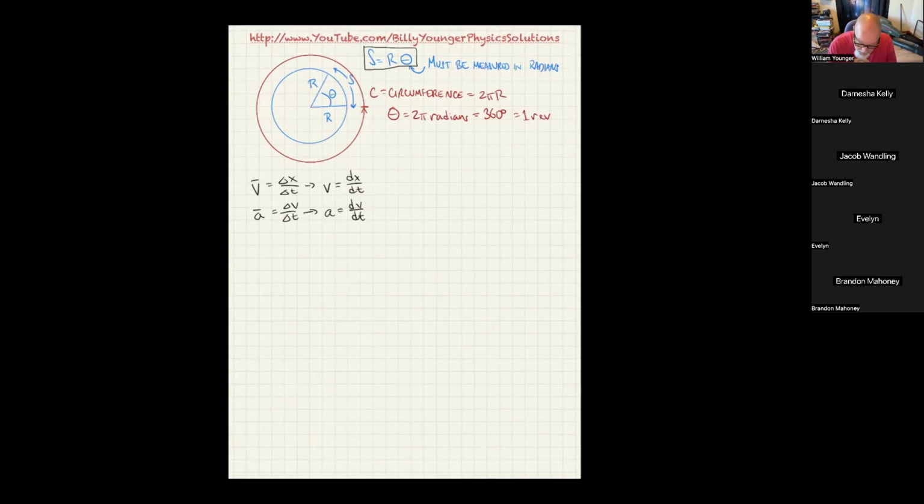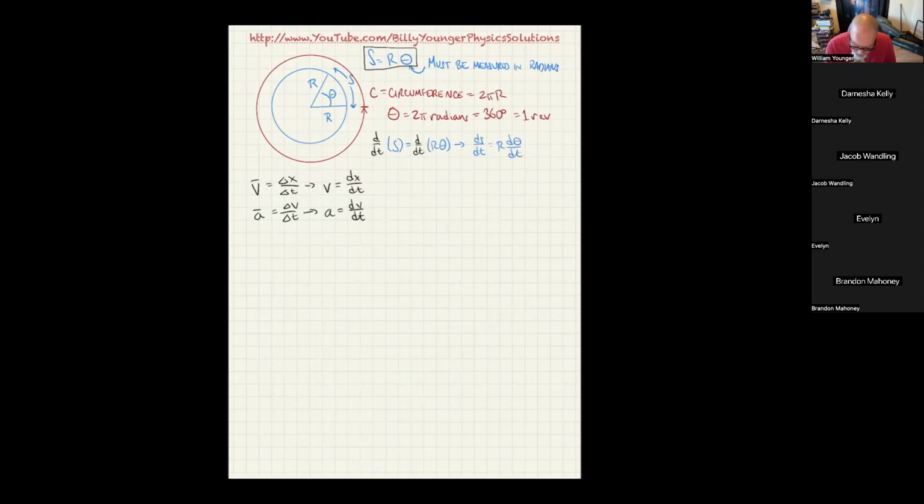Well, if I take S equals R times theta and take the derivative of both of those, then I get d by dt of S is equal to d by dt of R times theta. And if we make the assumption that R is a constant, then we can get this expression, which gives us ds dt is equal to r d theta dt.